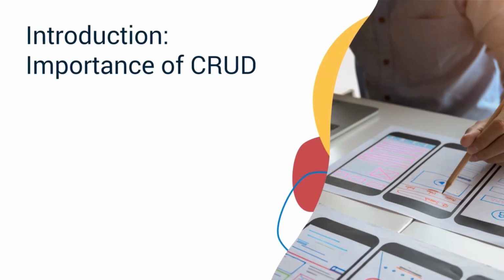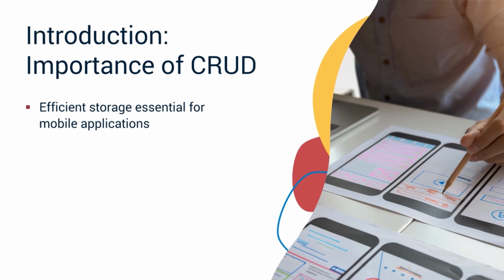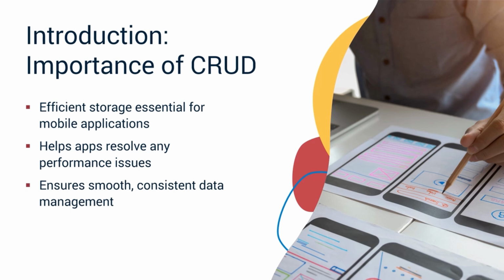Imagine building a mobile app that manages user data, such as contacts or tasks. You'll need an efficient way to store and manage this information. Without robust operations, your app may face performance issues and data inconsistencies. CRUD, or create, read, update, and delete operations allow you to build apps that manage data smoothly and efficiently. Let's dive into each operation and see how SQLite makes it possible for mobile application development. Let's begin by exploring CRUD in detail.